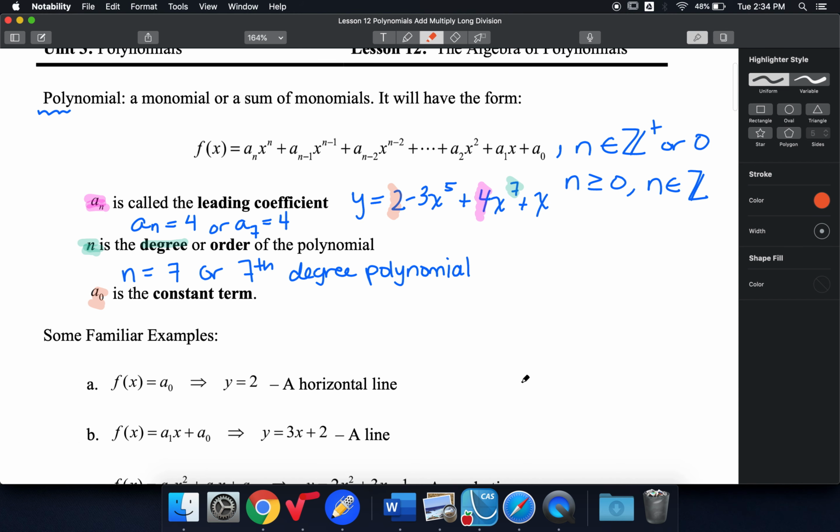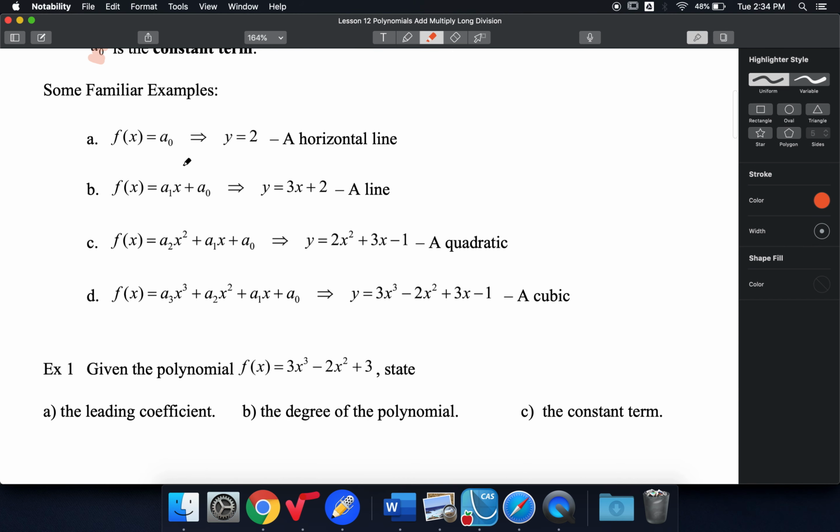So let's look at some familiar examples. If I just have f of x or y equal to a number, well, that's the equation of a horizontal line, and this is a monomial that consists only of a constant term. If I have a sub 1 x plus a sub 0, well, that's the equation of a line. If it's a second degree polynomial, we normally call that a quadratic. A third degree polynomial is a cubic.